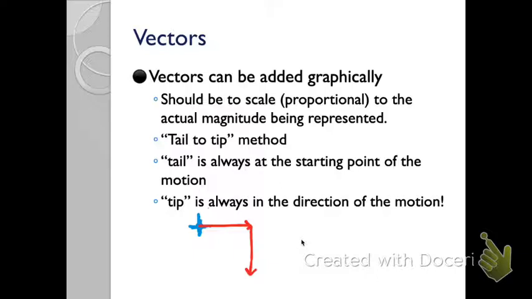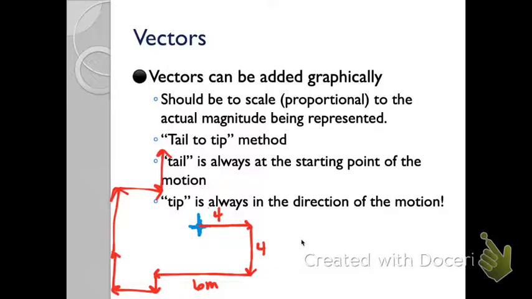So let's say we went 4 meters here, 4 meters here. Let's say we went 6 meters this way. Let's say we went a meter this way, a meter this way. Wherever we go, we can add as many vectors as we want. We made this big loop around wherever we started.